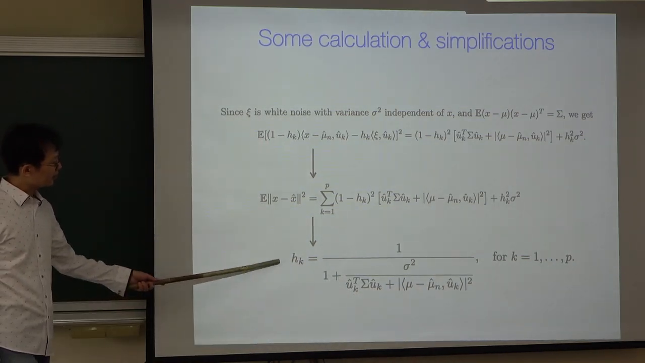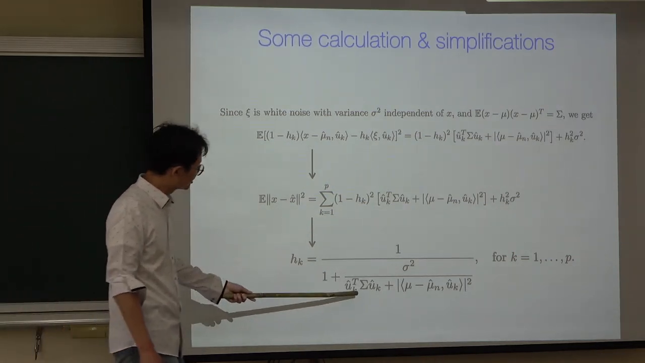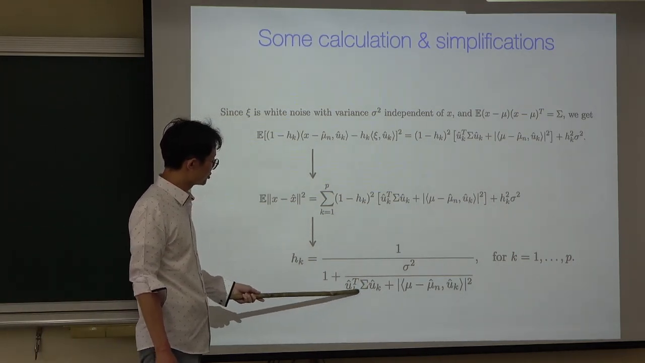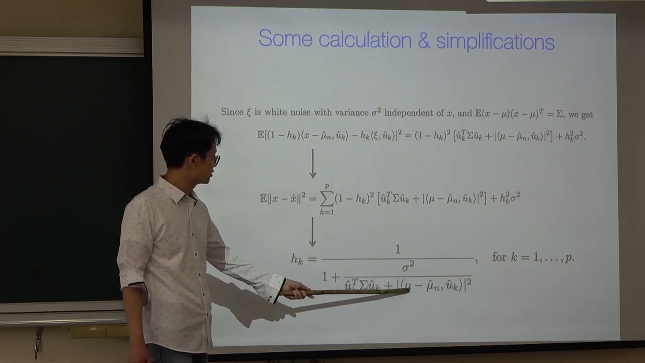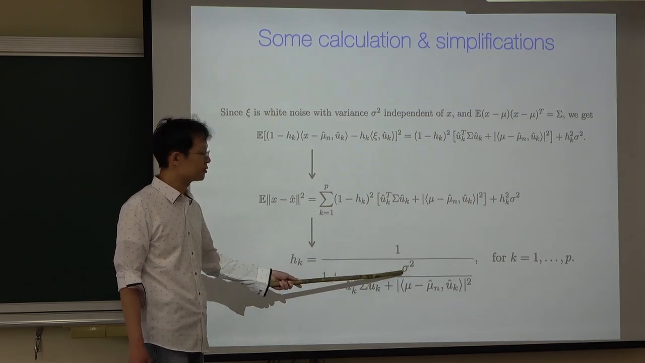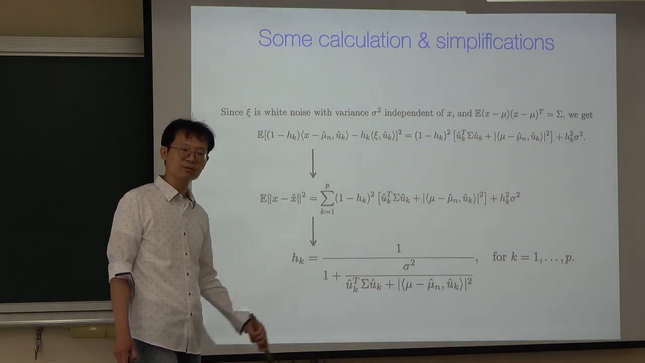Is this the answer? Not really, right? Because you see, look, Sigma is still here. You still do not solve the problem. There is still mu. Mu you need to estimate. Sigma you need to estimate. There are still several things you need to estimate.